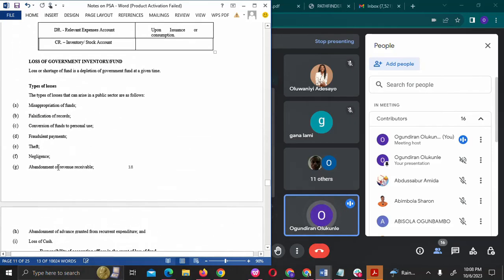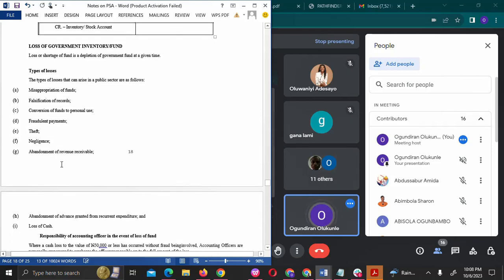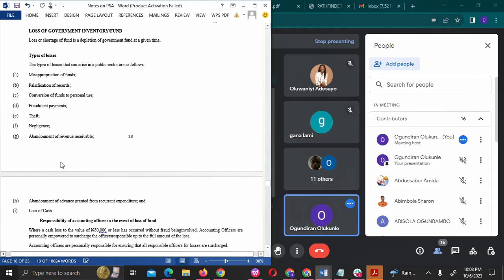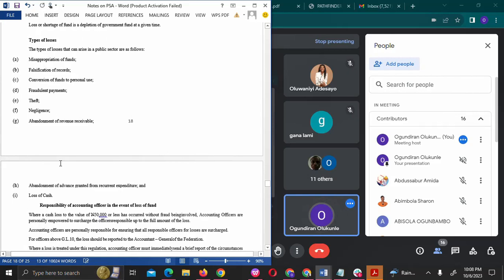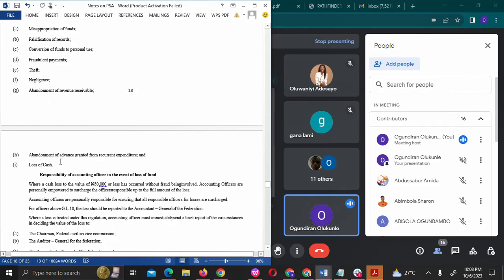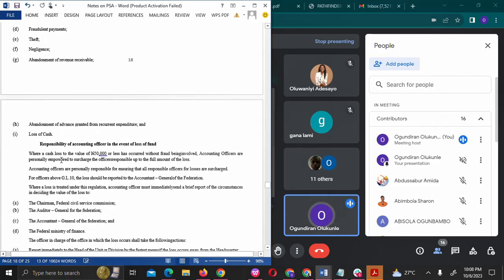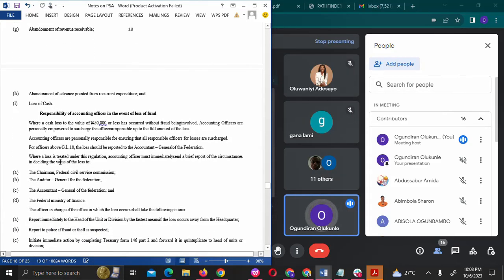So let's now move on to loss of government funds. What are the types of losses that we have? We have misappropriation of funds, falsification of records, conversion of funds to personal use, fraudulent payments, theft, negligence, abandonment of revenue receivable, abandonment of advance granted from recurrent expenditure, and then loss of cash. Then what are the responsibilities of the accounting officer in the case of loss of funds?